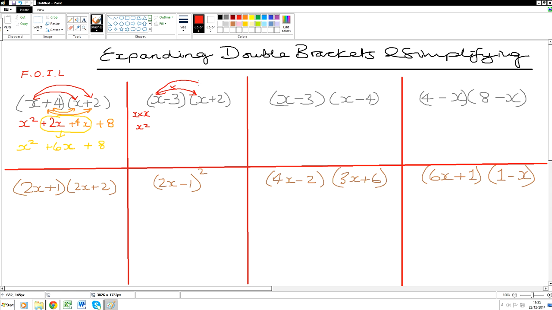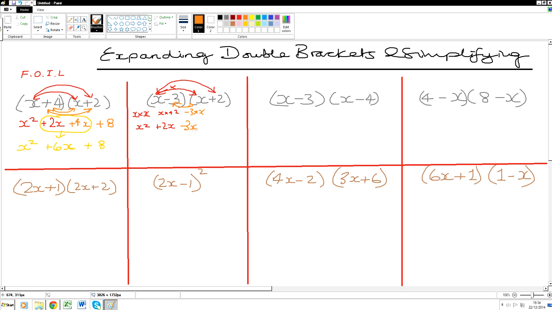And then we do x times plus 2. These are called the outside two. So x times plus 2 is plus 2x. And then we have minus 3 times x, which is minus 3x. When you do minus times plus, it gives you minus. Have we done that one yet? No, we haven't done that. The second question is x times plus 2.